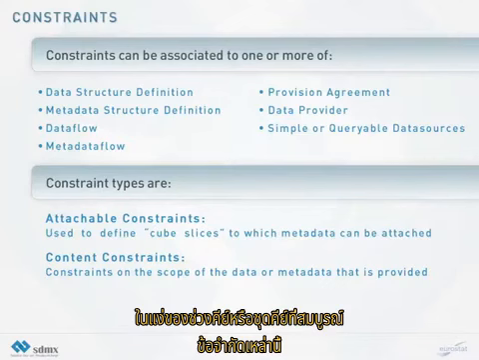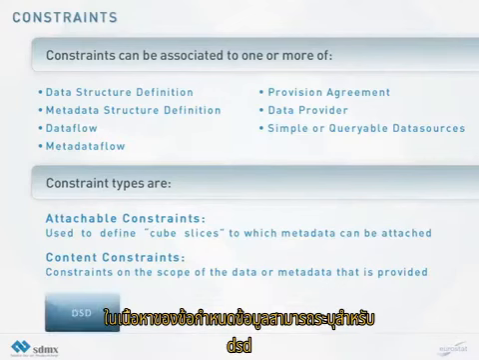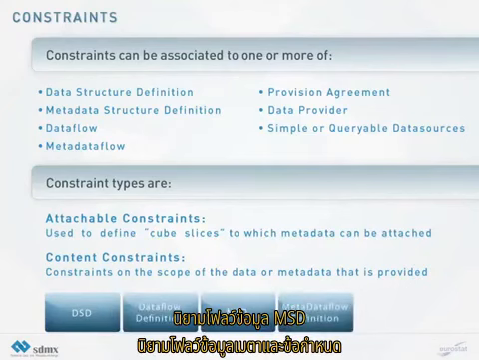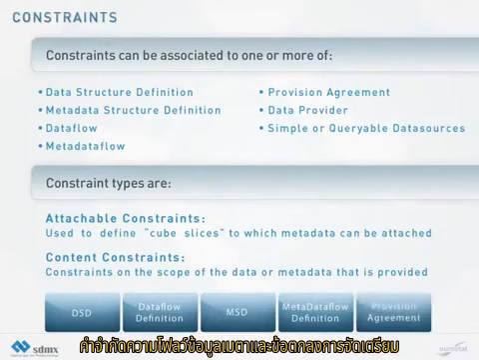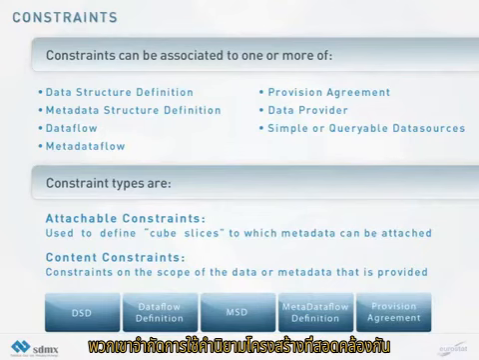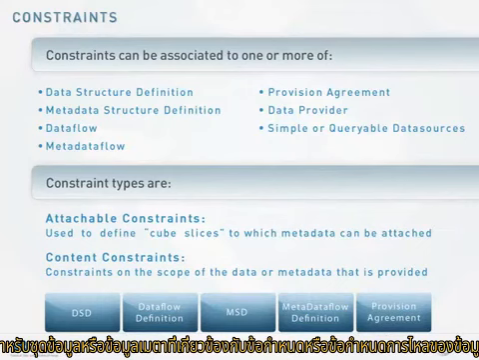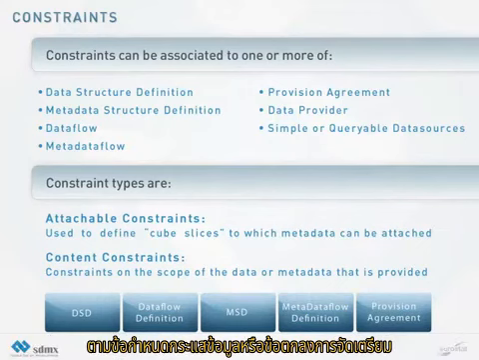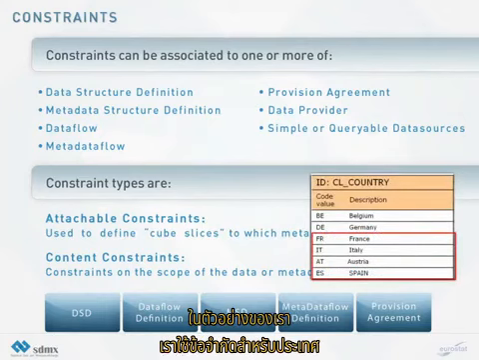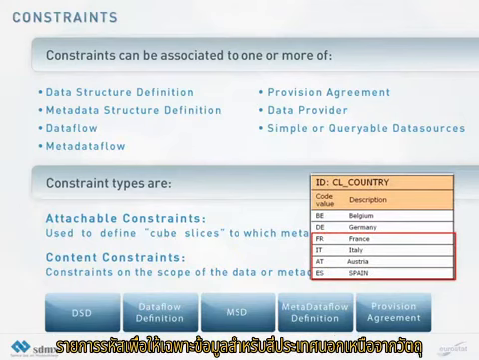These constraints on the content of a data provision can be specified for a DSD, data flow definition, MSD, metadata flow definition, and a provision agreement. They constrain the use of a corresponding structure definition for a data or metadata set in relation to its data flow definition or provision agreement. In our example, we use the constraint for the country code list to provide only data for 4 countries.